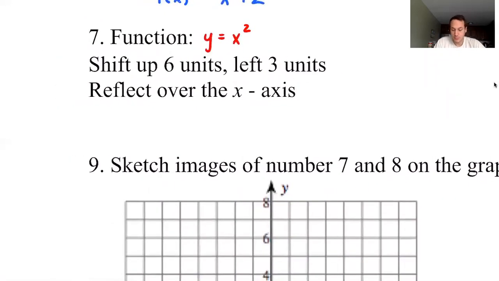This one's got everything. I have a reflection over the x-axis. I've got up 6. I've got left 3. So what we're going to have here is y equals reflection over the x-axis. Shifting left 3 means that this is going to be x plus 3 squared, up 6.